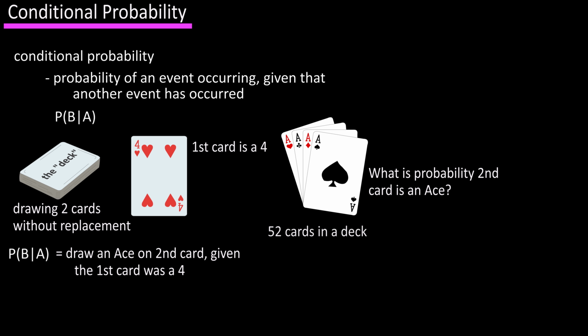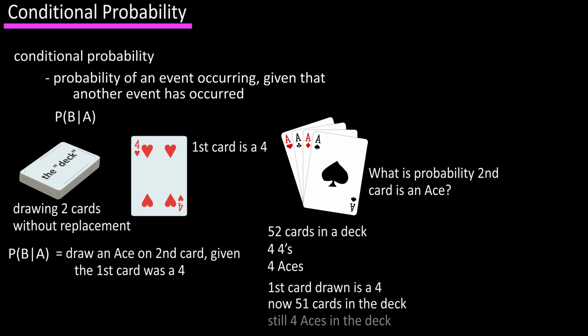There are 52 cards in a deck, and there are 4 4s and 4 aces in the deck. Given that the first card drawn was a 4, there are now 51 cards in the deck, and there are still 4 aces. So this would be 4 over 51, which is 0.078 or 7.8%.